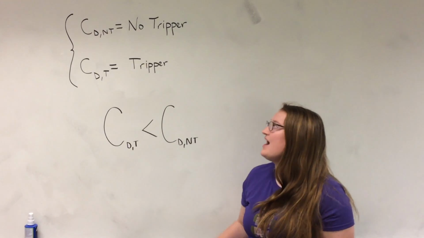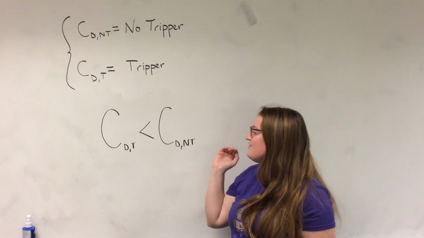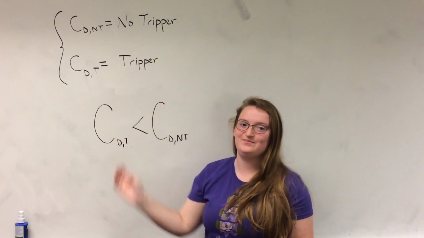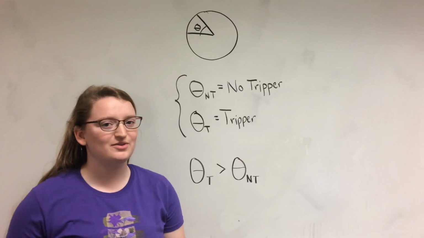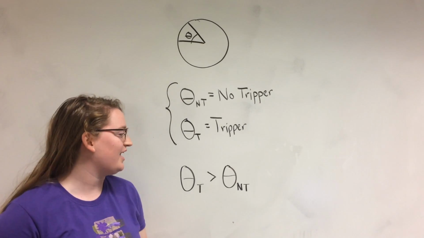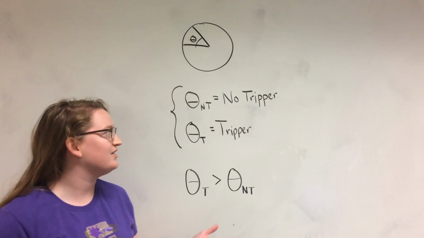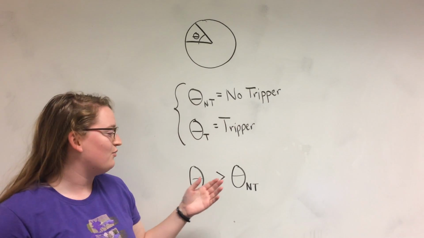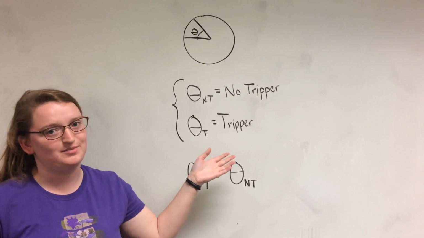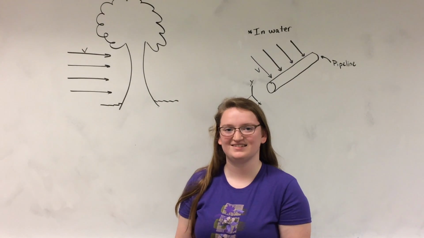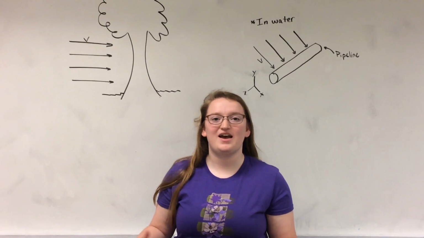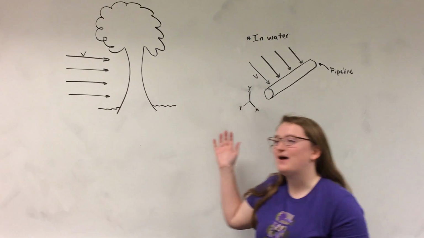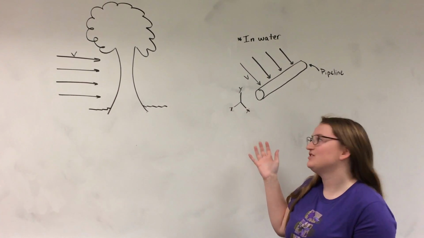We hypothesized that no tripwire will have our coefficient of drag greater than if there is an actual tripwire. Along with our hypothesis, we also wanted to look at angle of separation, and we also think that with no tripper, the angle of separation will be less than if it does have a tripper. Our experiment has some everyday applications, such as a tree on a windy day, or even a pipeline through turbulent water.